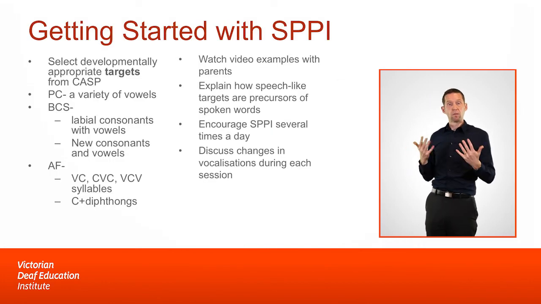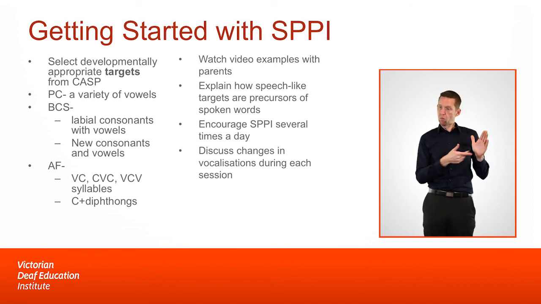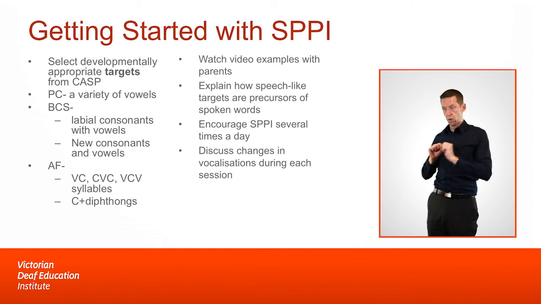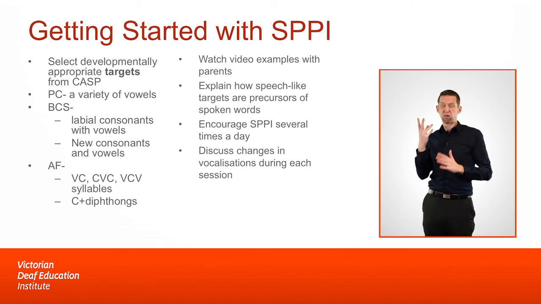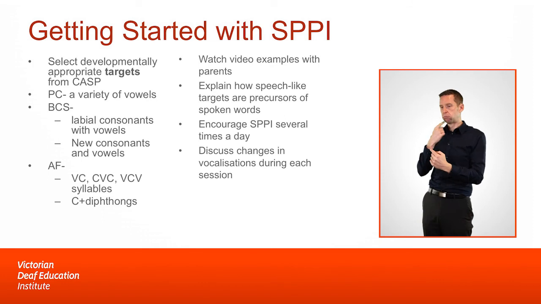So it would be useful to sit down with parents and show them these video examples, explain how speech-like targets help children learn how to produce words, encourage parents to try SPPI several times a day, and then as you meet with parents, to discuss changes in the child's vocalization. So you're always helping them and encouraging them to be aware of what's going on with the child's development.